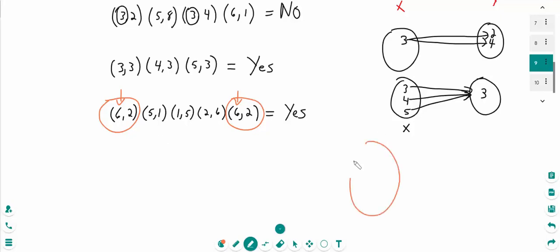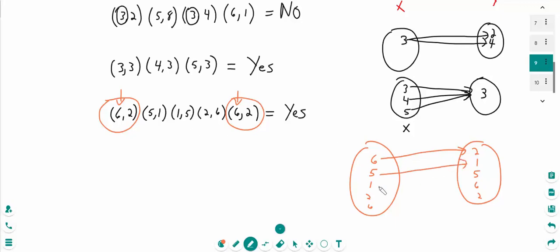So if you're to think of your bubbles here, I just have my x values, which are the 6, 5, 1, 2, and 6. And then my y values are 2, 1, 5, 6, 2. And the 6 is being mapped to the 2. The 5 is being mapped to the 1. The 1 is being mapped to the 5. The 2 is being mapped to the 6, and the 6 is being mapped to the 2.